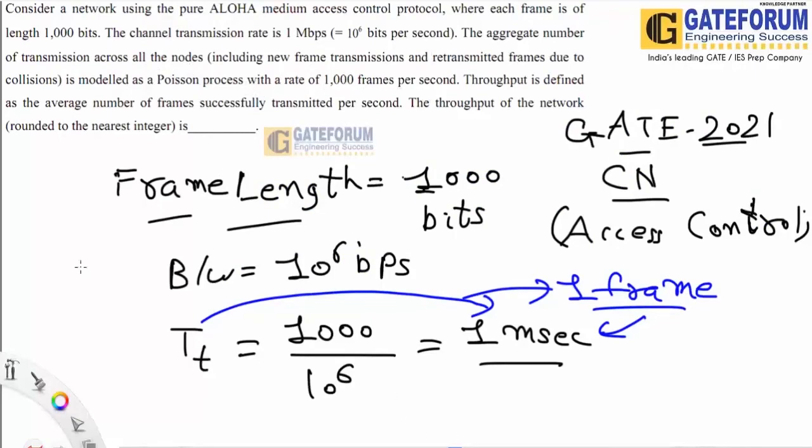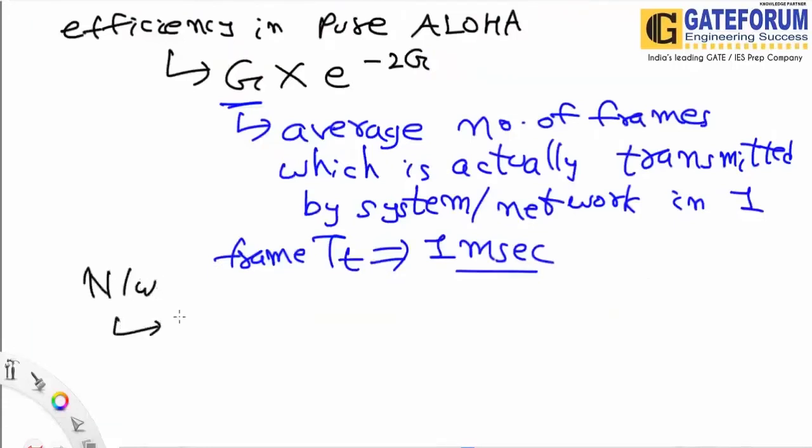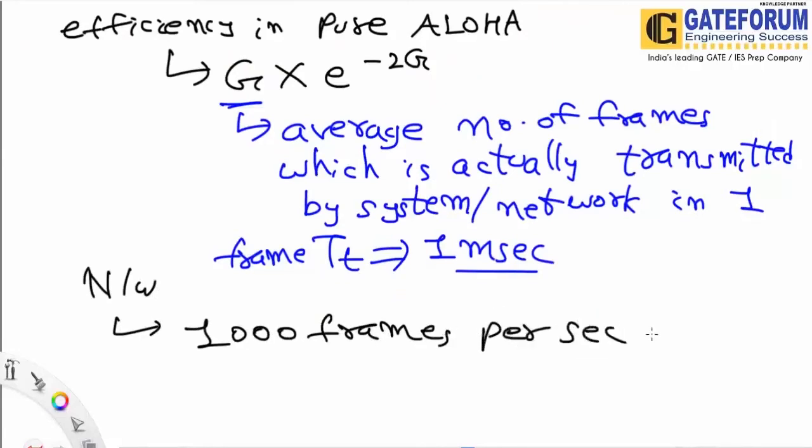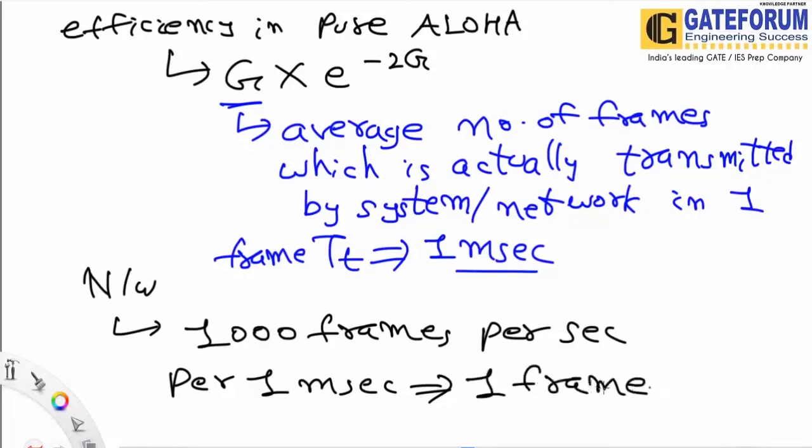So the network is basically transmitting 1000 frames per second, which means per 1 millisecond, how many frames would be transmitted? Because we need the number of frames transmitted in one frame transmission time, which is 1 millisecond. So in 1 millisecond, it will transmit one frame. If 1000 frames in 1 second, then in 1 millisecond it would be one frame.